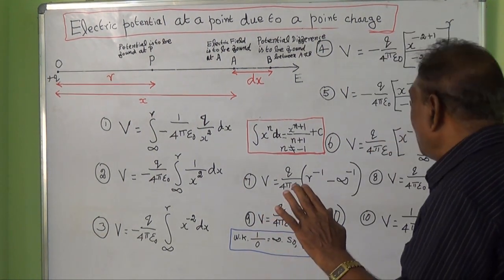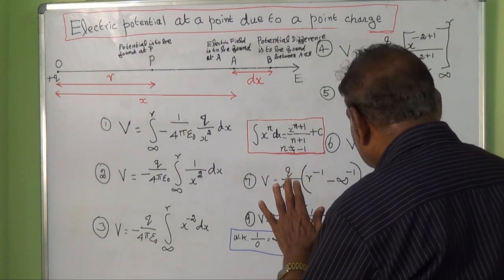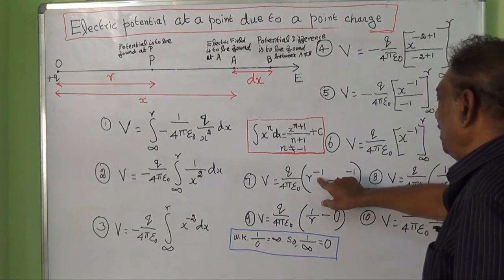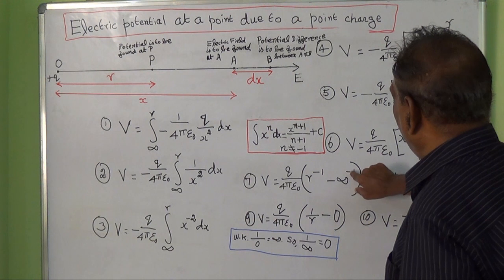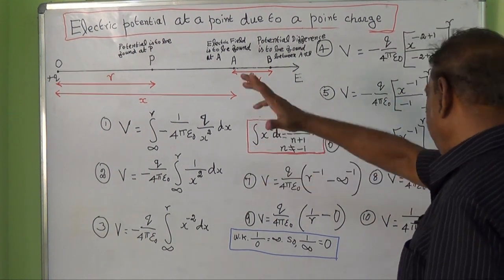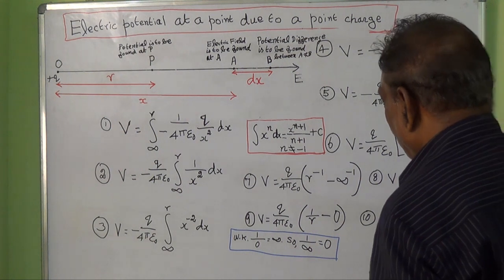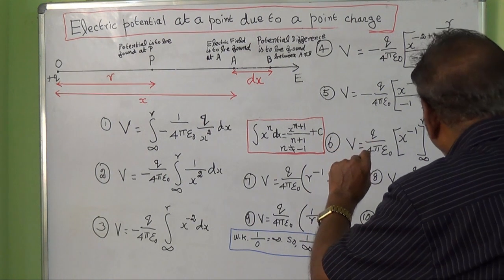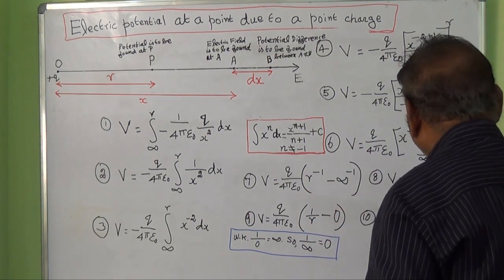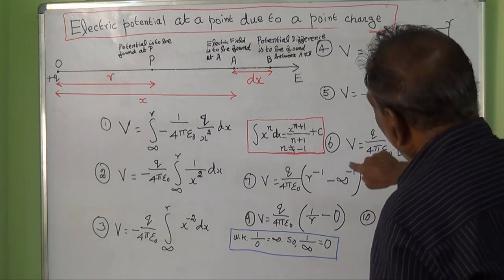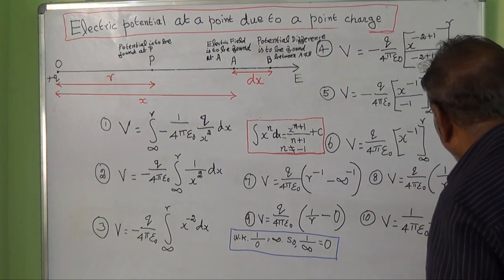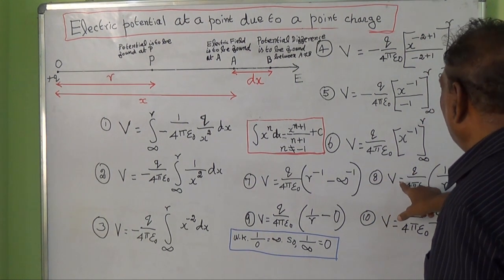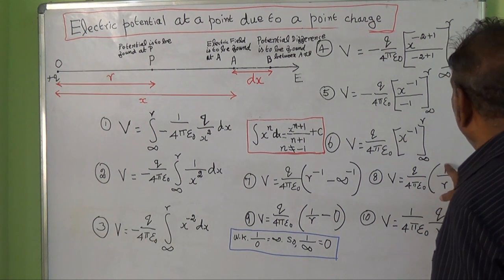Now the equation for potential has become as V equal to Q by 4 pi epsilon naught r to the power minus 1 minus infinity to the power minus 1. This is the seventh step. We are going to write the r to the power minus 1 as 1 by r and infinity to the power minus 1 as 1 by infinity. So in the eighth step, the potential V equal to Q by 4 pi epsilon naught 1 by r minus 1 by infinity.